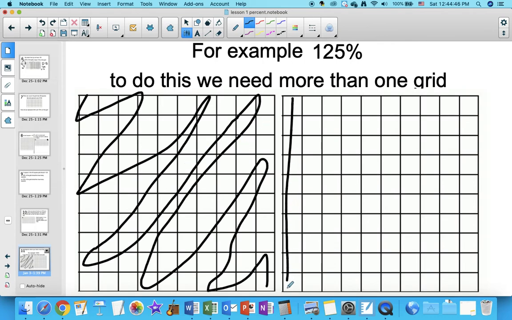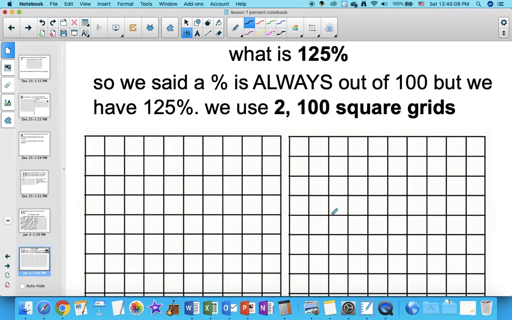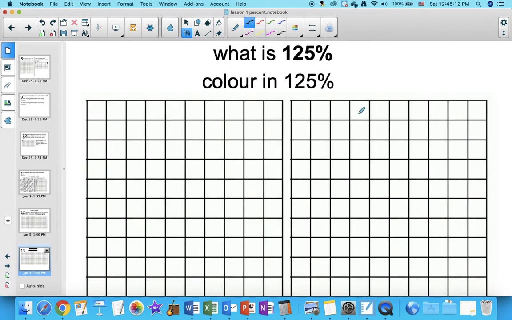So I can just go 1, 2, 1, 2, 3, 4, 5. And that's 125. You color that in. And 125%, right? So you just color in a full set, right? This is one set, or 100%. And this is 25%. Right? So we use two 100 grids, just like before.